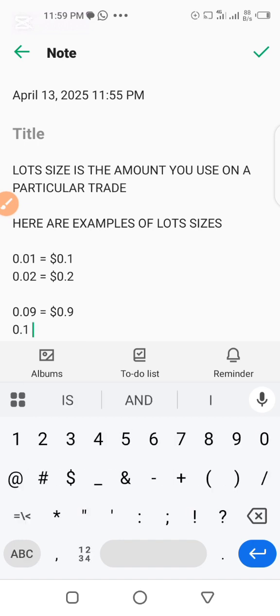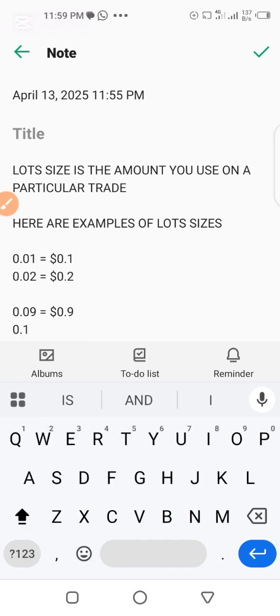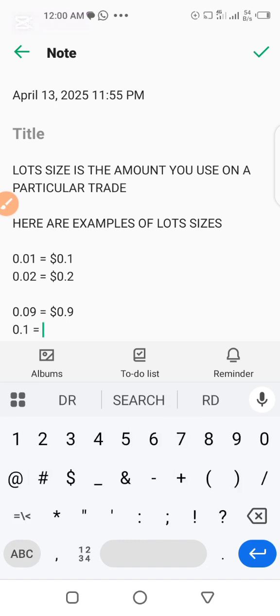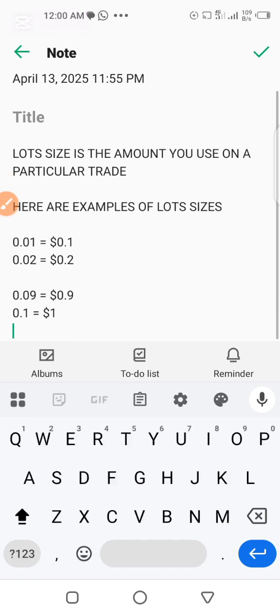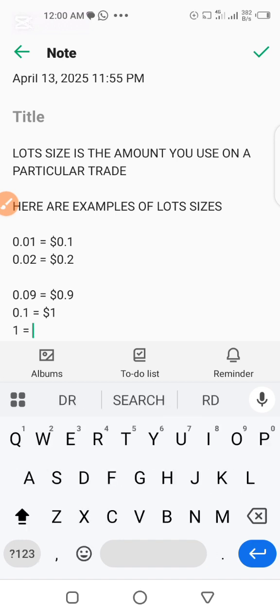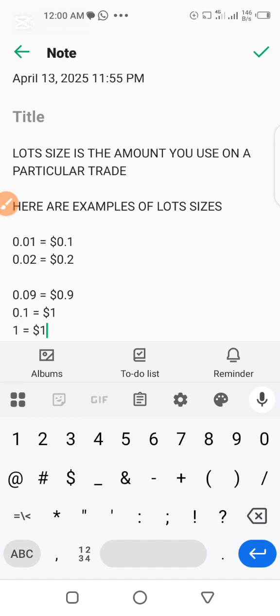Then after this we get what? 0.1, which is equal to $1. Continuously you get 0.2, 0.3, 0.4, 0.5, 0.6, 0.7, and down we get to one standard lot size, which is equal to $10. So these are examples of lot sizes.